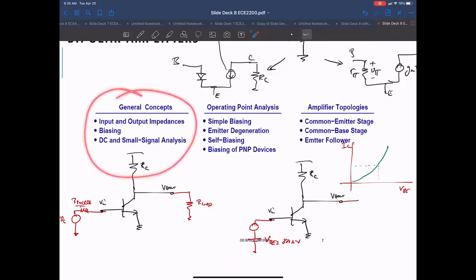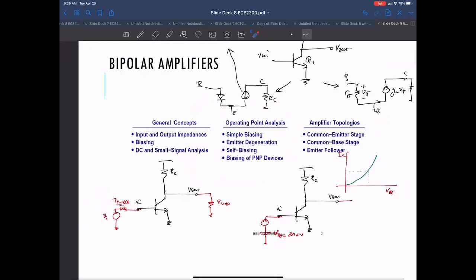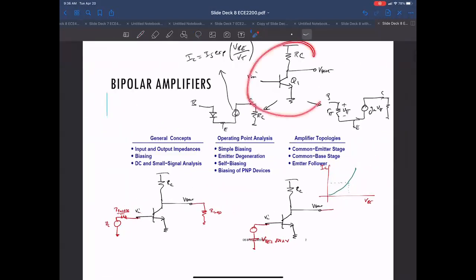So those are the general concepts we're going to cover in the next couple of lectures, okay? We're going to talk about the input-output impedance. We're going to talk about some different biasing circuits. I'm probably not going to talk much about biasing of PNPs; I'm just going to focus on biasing NPNs. And then afterwards, we're going to talk about some other amplifier topologies. This amplifier topology is called the common emitter stage.